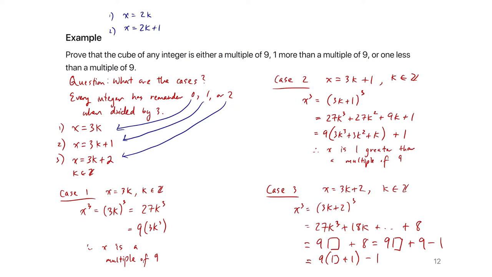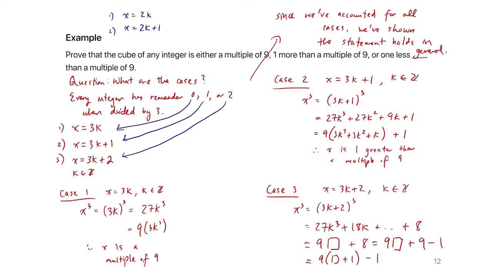Is that clear? So therefore, since each integer falls in one of these cases, a multiple of 3, 1 more than a multiple of 3, or 2 more than a multiple of 3, the statement holds, right? So since we've accounted for all cases, we've shown the statement holds in general. Any questions with this? No?